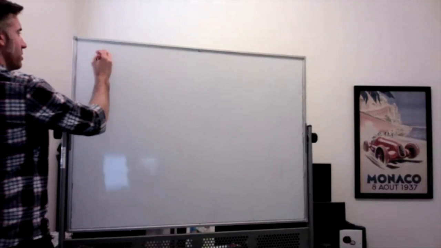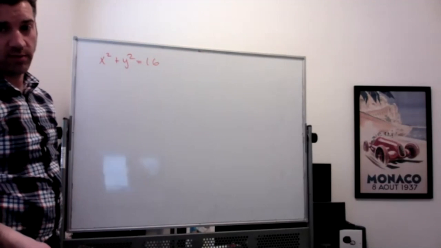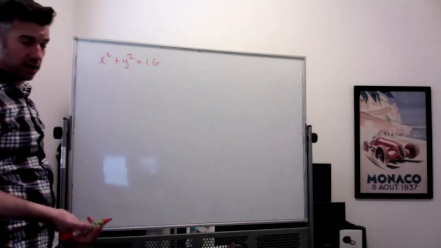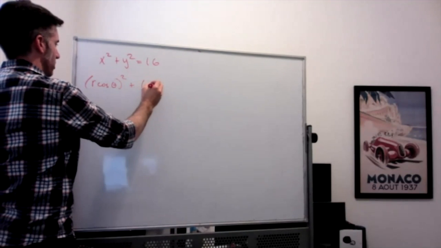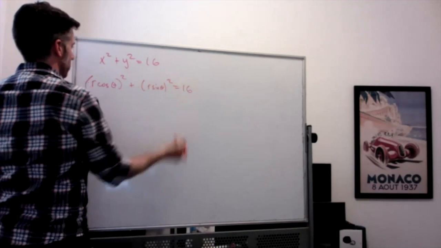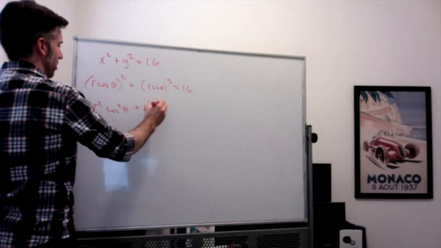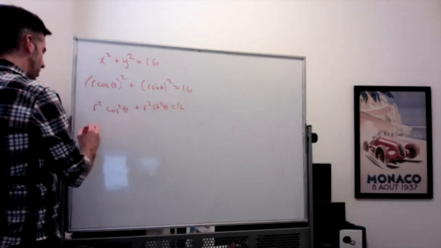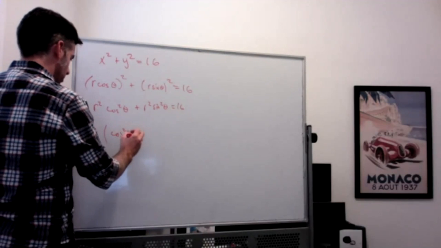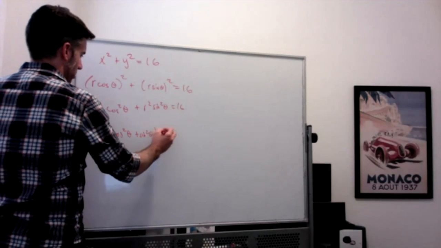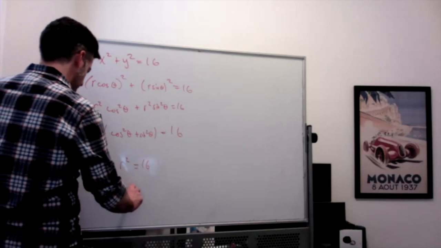So let's look at, say, here's an easy one. x squared plus y squared equals 16. You could replace x and y with r cosine theta and r sine theta respectively. So you could say this is r cosine theta squared plus r sine theta squared equals 16. Then you get r squared cosine squared theta plus r squared sine squared theta equals 16. Factor out the r squared, and you're left with cosine squared plus sine squared, which is equal to 1. So then this is just r squared times 1 equals 16. So that means r has got to be 4.